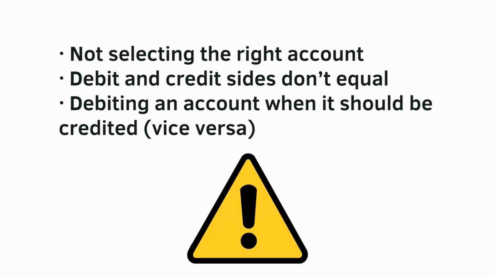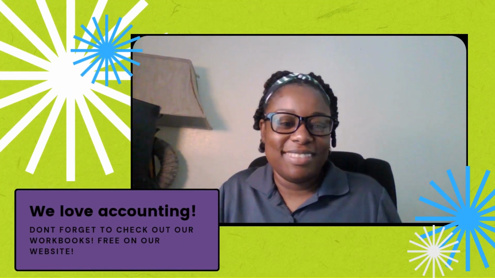Debiting an account when it should be credited. We have to identify how the account is affected. Should it increase? Should it decrease? And go based on the rules for the type of account and whether our debit or credit increases and decreases the account. That gives you a pretty good idea.